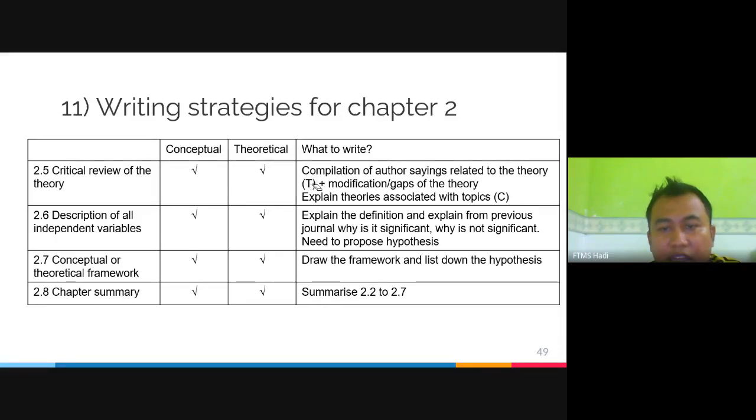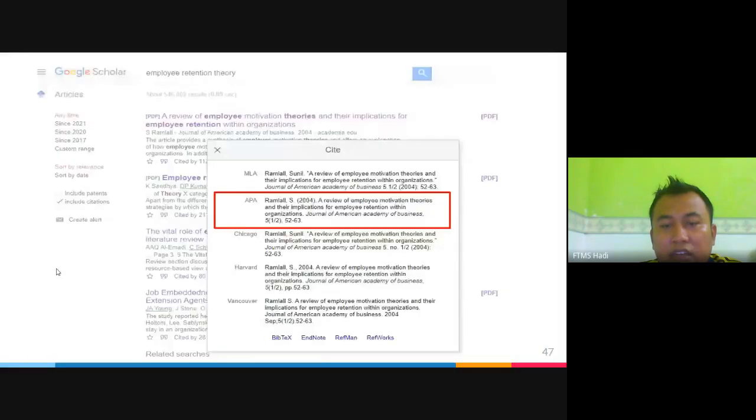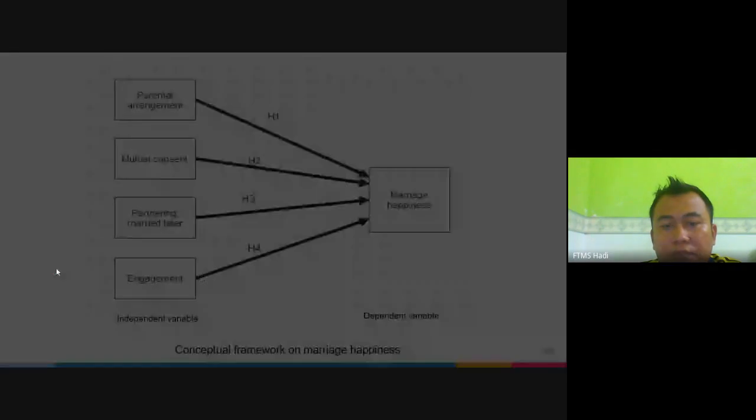Okay, this one I put here T and C. For conceptual, explain the theory associated with the topic. Just explain. No need to extend further. If you are using theoretical, that means you need to explain the modification that you have made. For example, let's have a look at the theoretical one.